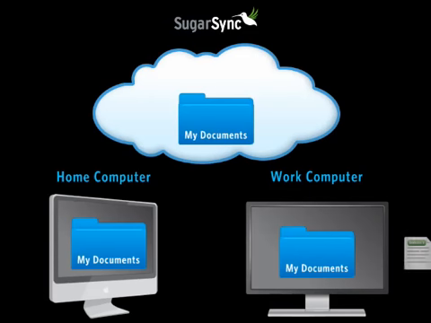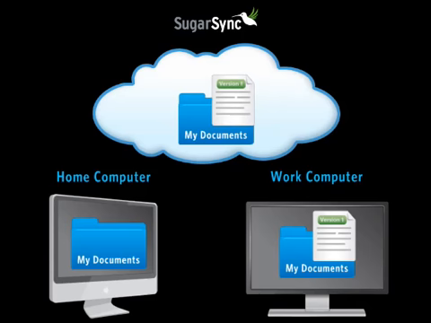If I save a document on my work computer, it is automatically uploaded to SugarSync. SugarSync also synchronizes a copy of the document to my home computer. And then if I go home and make another change to the document using my home computer, the change is automatically synchronized back to my work computer.